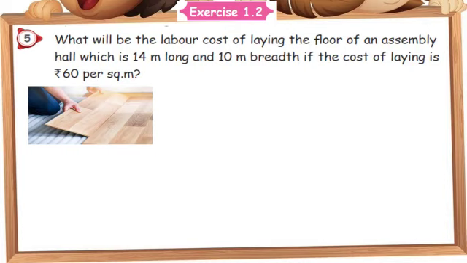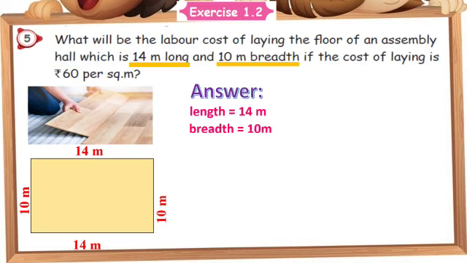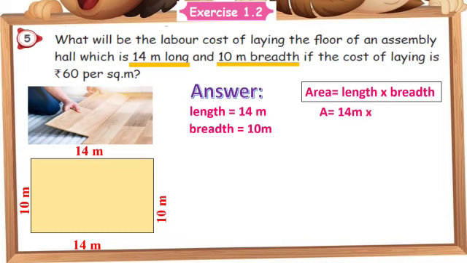Fine. So with a 14 meter long and 10 meter breadth, sure it's a rectangle or square? Rectangle. Good. So let us start our work. Take one rectangle shape and mark 14 meter up and down and 10 meter as the breadth. For this we need to find the area. Length equal to 14 meter and breadth equal to 10 meter. So area equal to length into breadth. That's equal to 14 meter into 10 meter, which is 140 meter square.